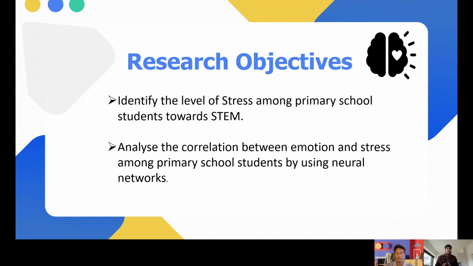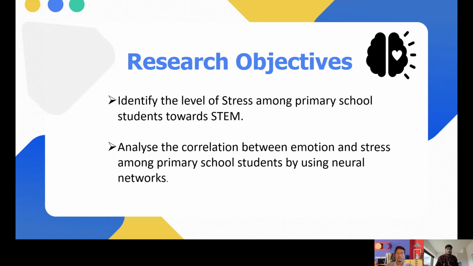We are focusing on two major objectives in our research. Firstly, identify the level of stress among primary school students towards STM. Primary school students tend to have stress while they are doing STM related tests or exams. We need to find out how they get stressed when they are trying to solve STM questions by making an assessment test for psychology and pattern of brain signal from the EEG machine.